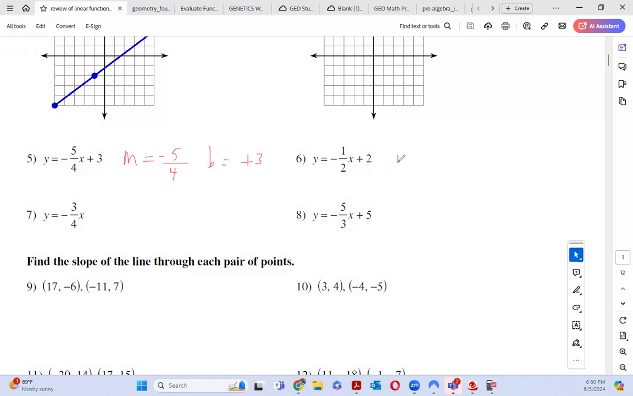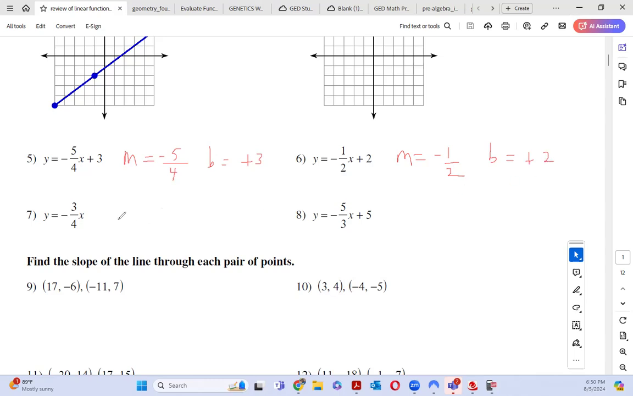Number 6. What is the slope of number 6? 1/2. Hold on. What are you forgetting? Negative. Negative 1/2. What is the y-intercept for number 6? +2. Positive 2.